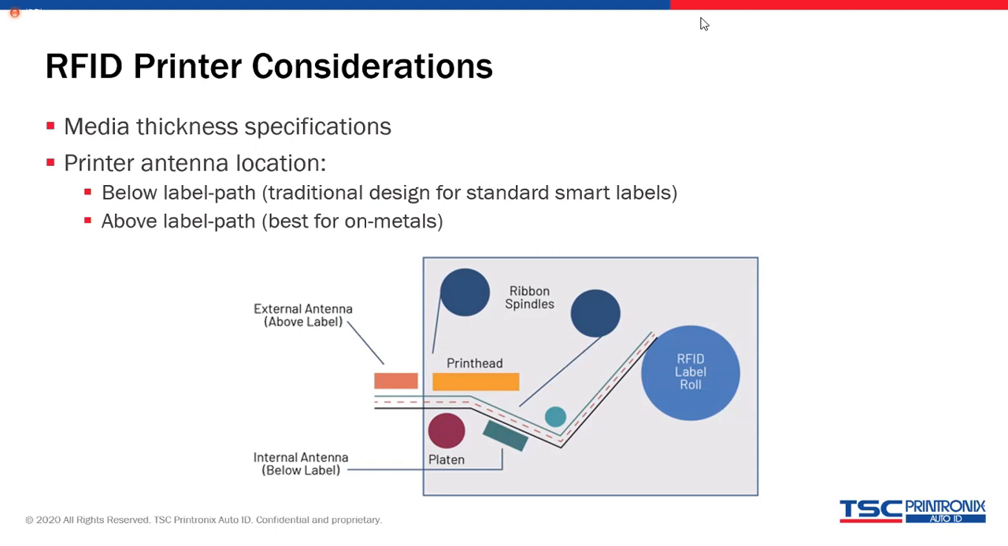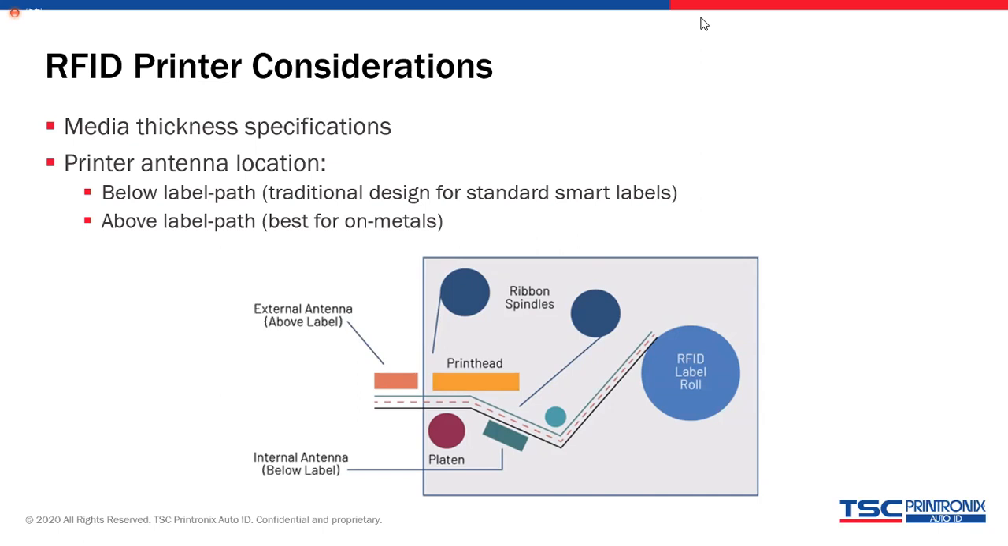Moving on to the printer antennas. These printers will have 1 or 2 encoding antennas in them. And these are the antennas in the printer that connect with the individual tags as the tags are running through the printer. These encoding antennas will connect with the tag and transmit the data to be encoded to that particular tag. In the picture below, you can see the internal antenna, which is below the label path, and you can see the other antenna we have, which is an external antenna above the label path.